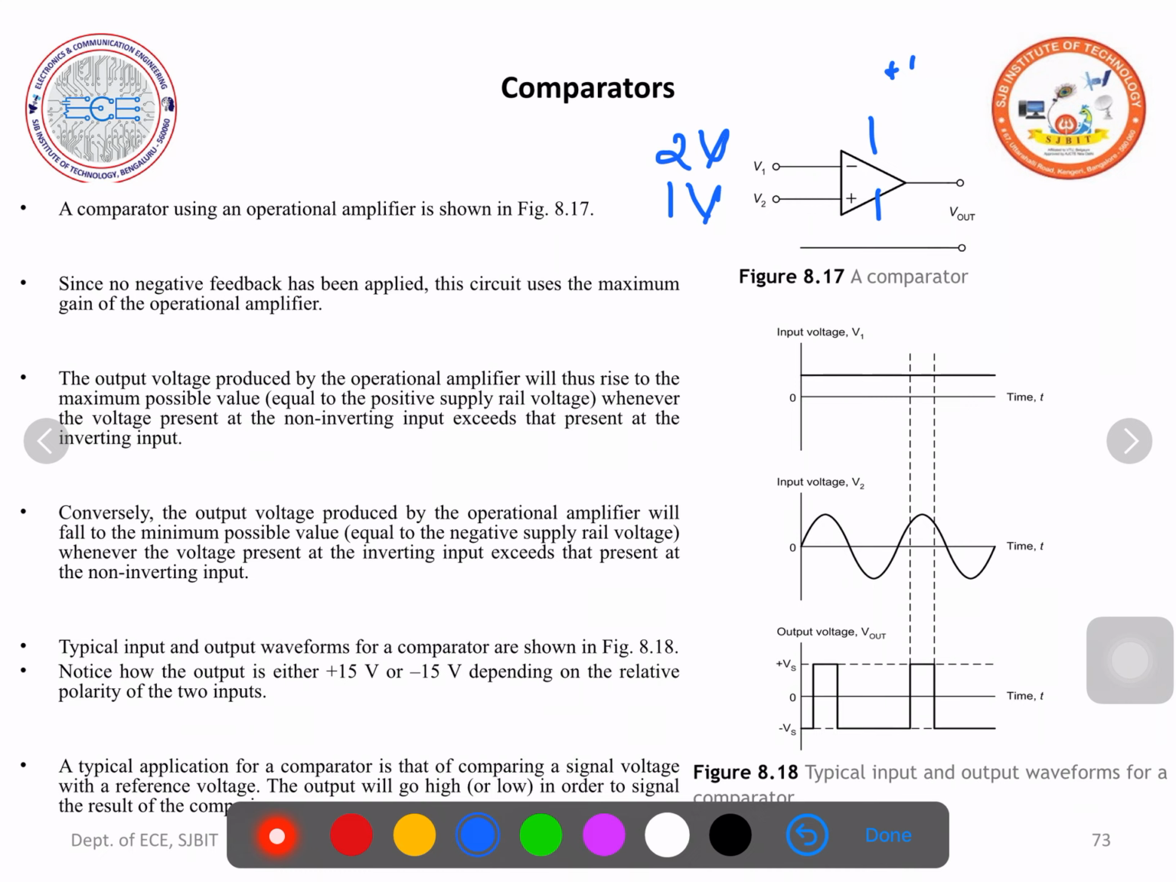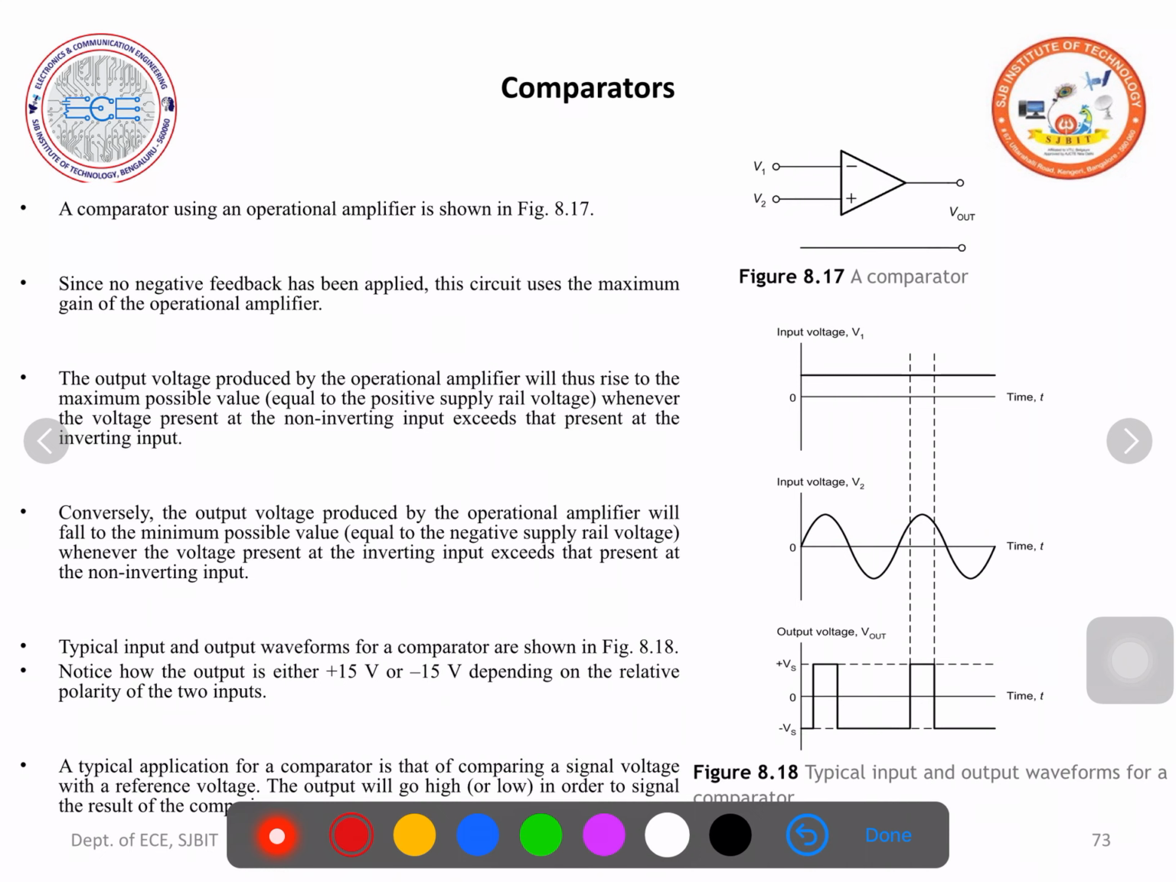Now let us apply the input voltage. This input voltage at V1, and a sinusoidal signal at V2. Now we want to compare these two, which is greater, which is less. Comparison means the result is always greater or lesser. So this is the input voltage applied at V1, and this is the input voltage applied at V2. For that I will write the input voltage applied at V1 here itself.